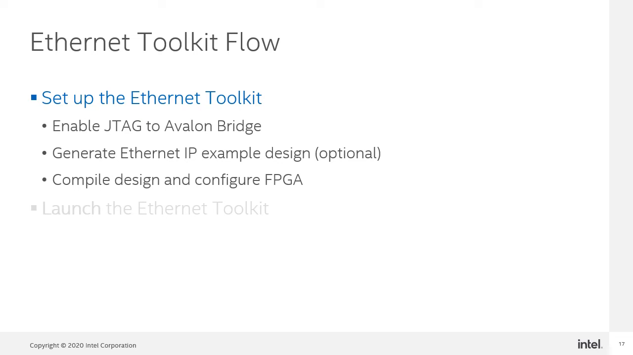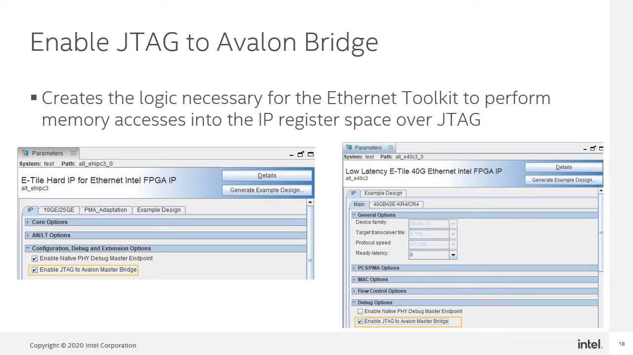the IP parameter editor. Enabling the JTAG to Avalon bridge is an option in your Ethernet IP parameter editor. It is typically found at the bottom or near the bottom of the first or IP tab. Turning on this option tells Quartus to synthesize the logic necessary to convert commands sent over JTAG into memory mapped requests and to convert responses from those requests back into JTAG. This, of course, allows the toolkit to interact with the IP blocks and access the registers. This option eliminates any need for you to make manual connections in your design files.